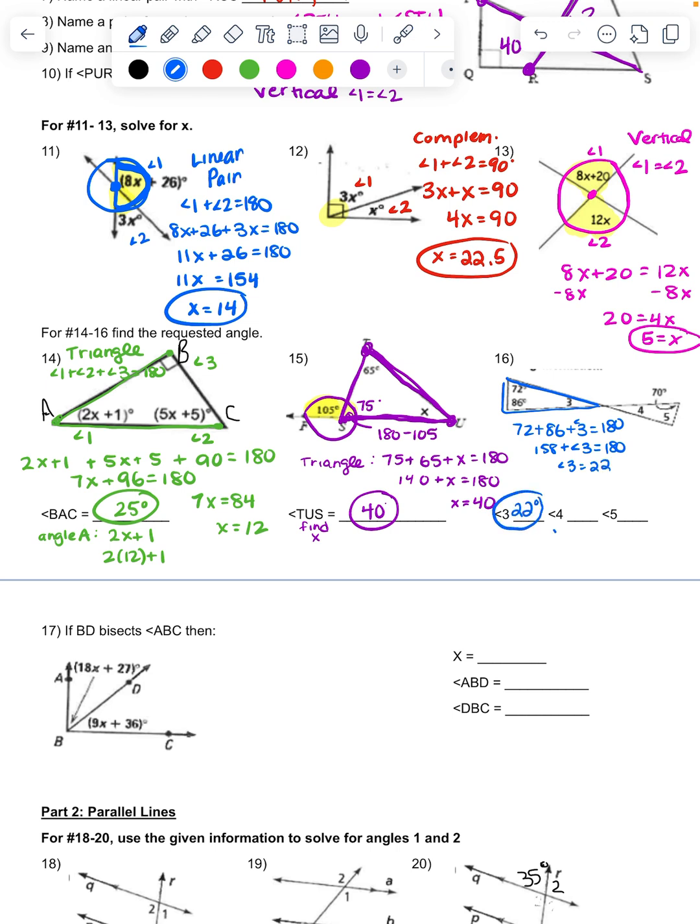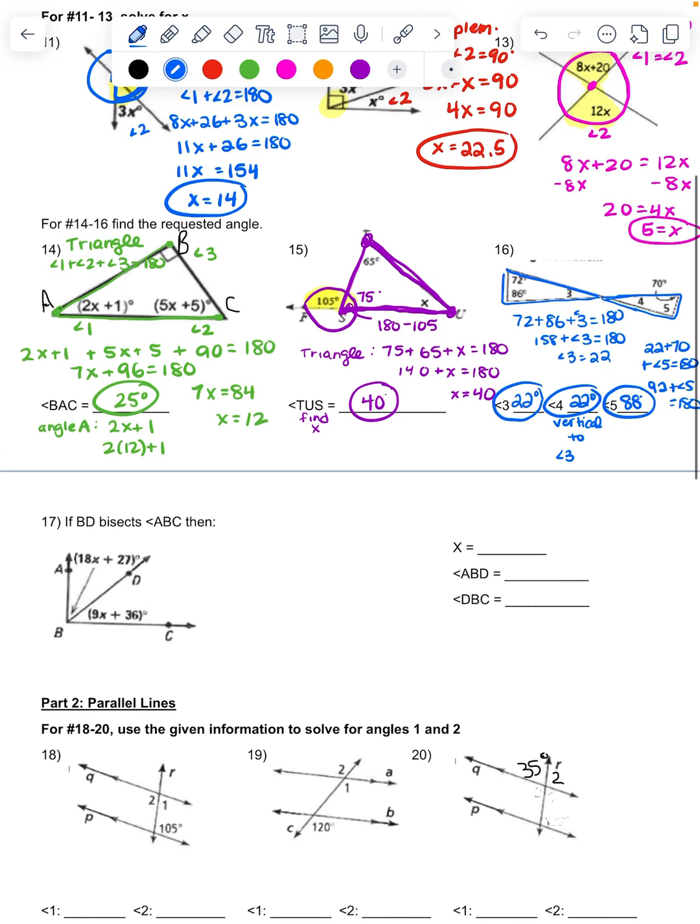Well, the relationship between angle 3 and angle 4 is that they are vertical to each other. And vertical angles, because they're opposite of each other, and look, they're real skinny angles, are equal. So if angle 3 is 22, so is angle 4. And then I just have another triangle over here. If I know angle 4 is 22, and I have a 70-degree angle, I can solve for angle 5 by adding those together and setting them equal to 180. So I've got 92 plus angle 5 equals 180, and I could subtract 92 from 180 to get that angle 5 is 88 degrees.